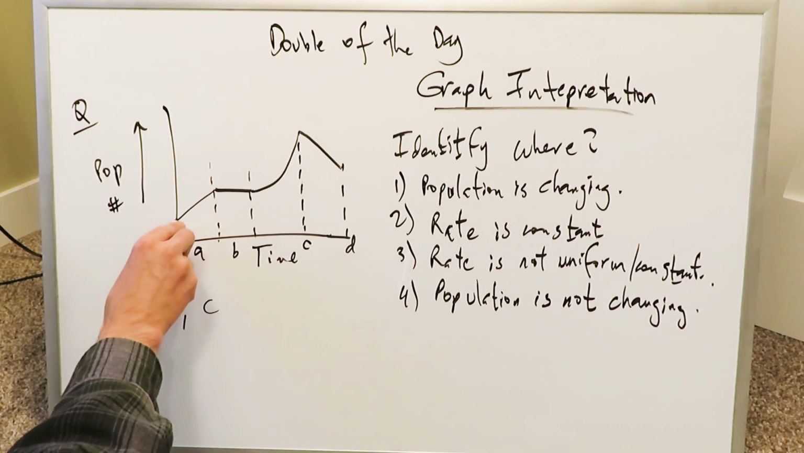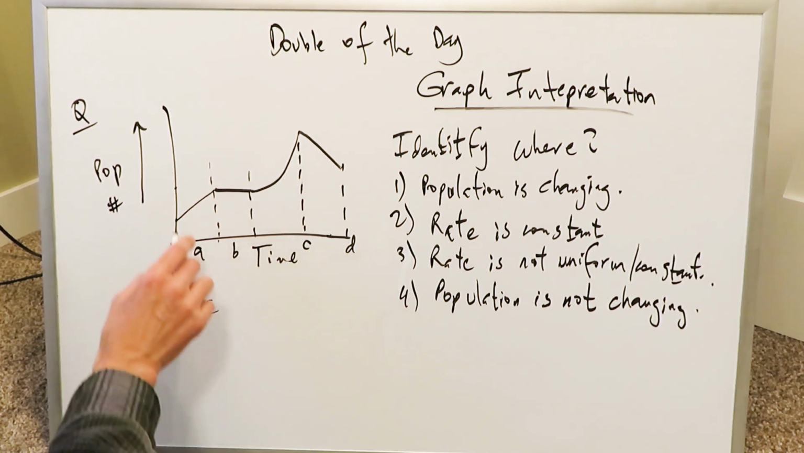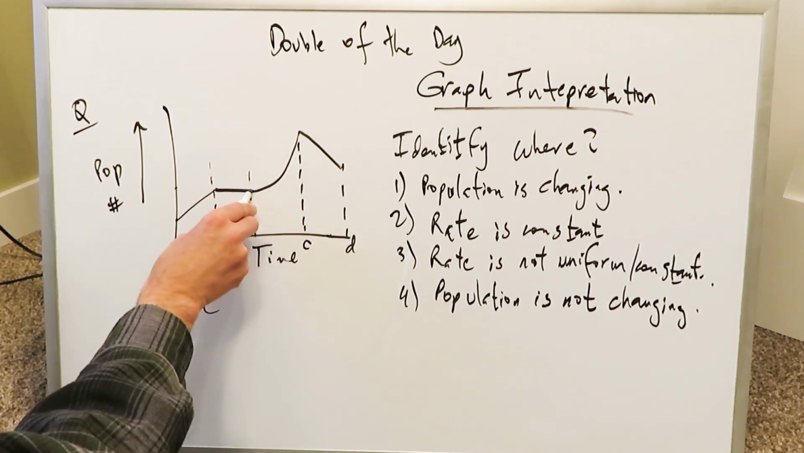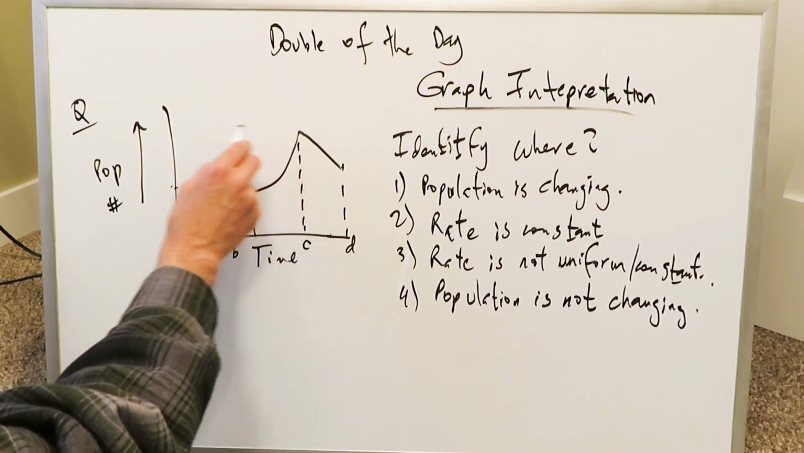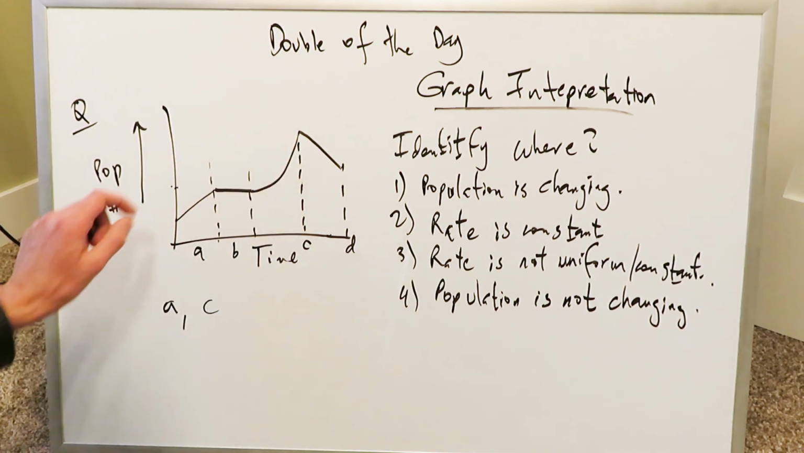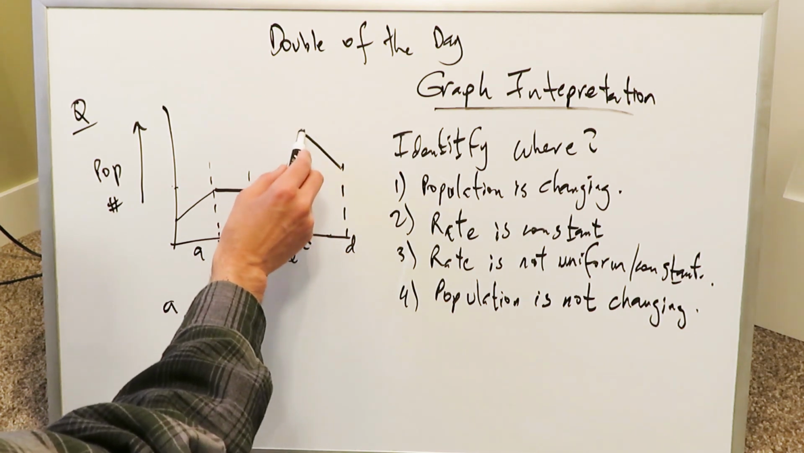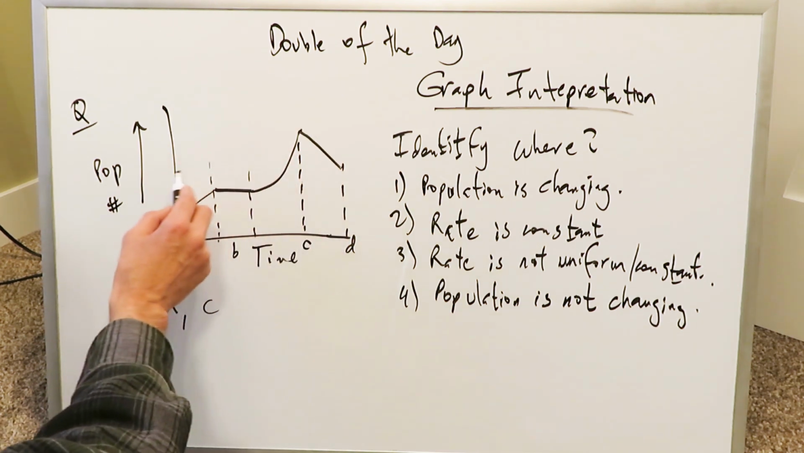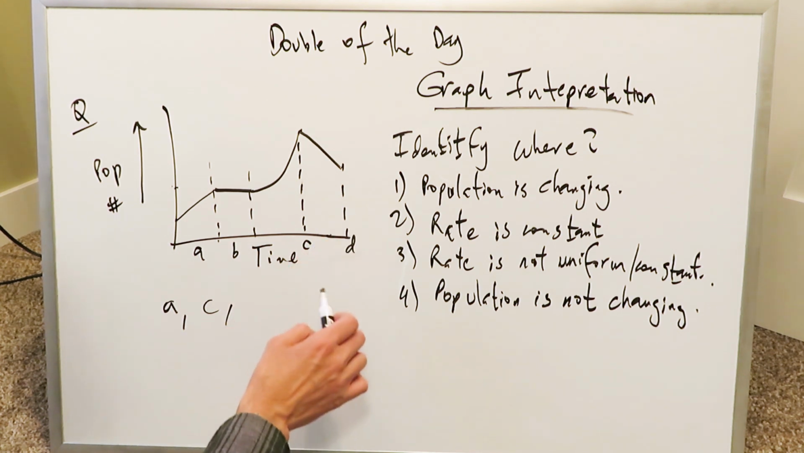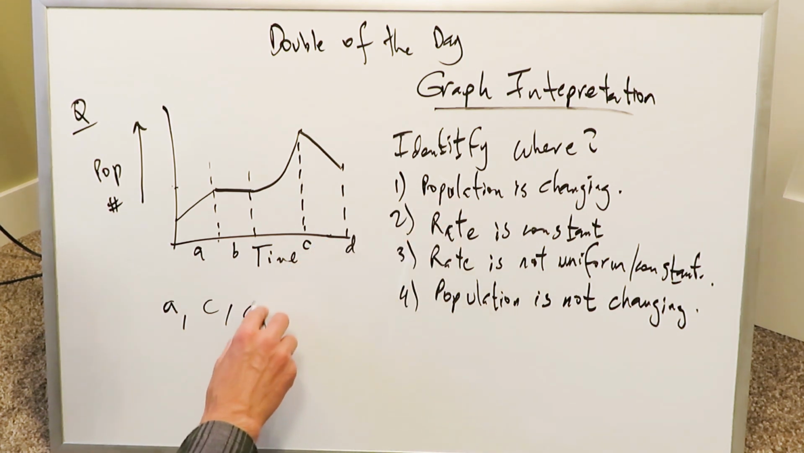For interval A, it started here along the y-axis and it ended right here. For interval C, it started here on the y-axis, but it ends up right here. So there's definite change in the population. And lastly, in interval D, you're starting from a higher point along the y-axis and you end up at a lower point. So the answer to question 1, where the population is changing, is A, C, and D. And that would have to be right.